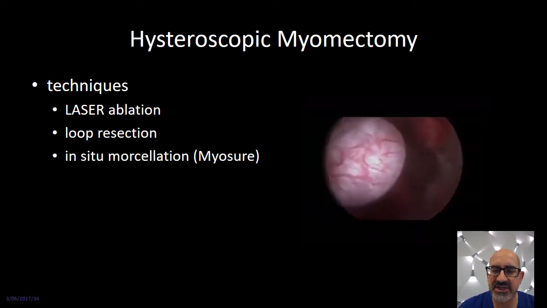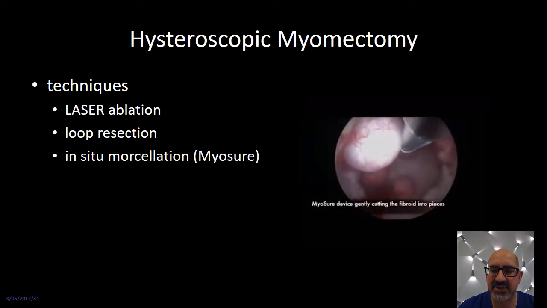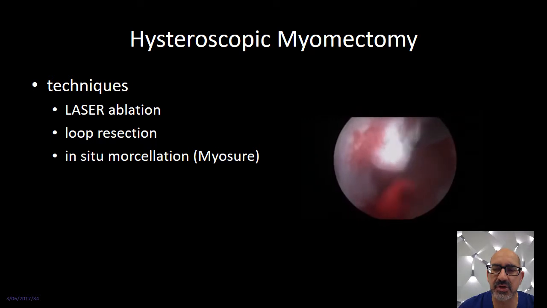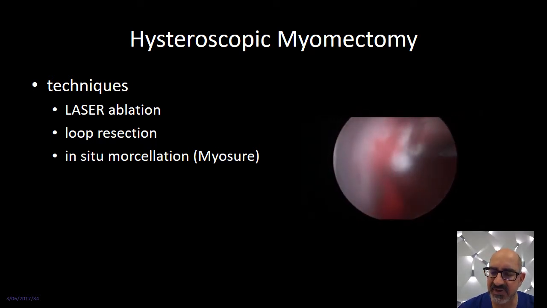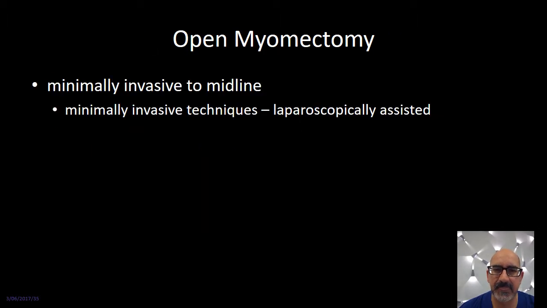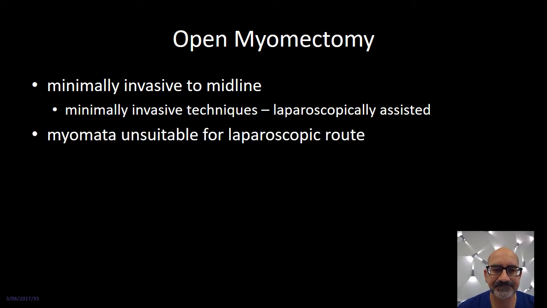In situ morcellation with a device such as MyoSure allows you to chomp the fibroid literally and dispose of the chips in the same procedure. It is an excellent modality for removing particularly type 0 and type 1 fibroids. Open myomectomy may be minimally invasive or midline, and in minimally invasive techniques we often use laparoscopically assisted myomectomies.